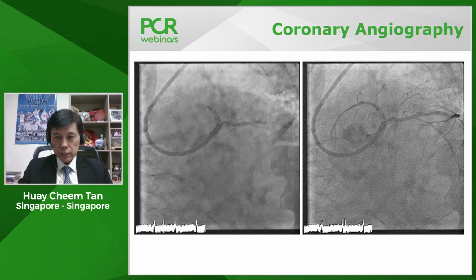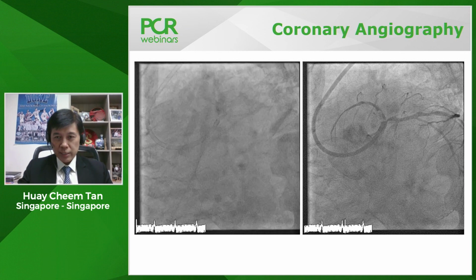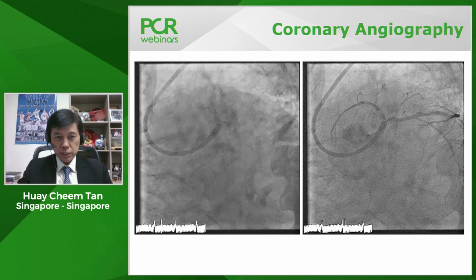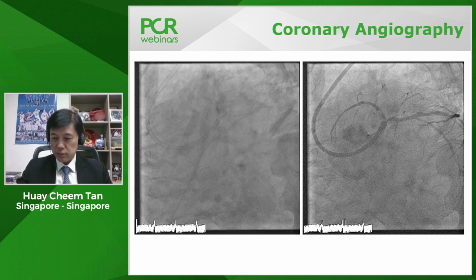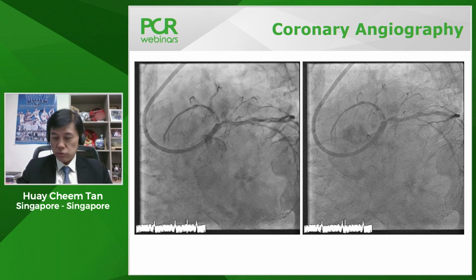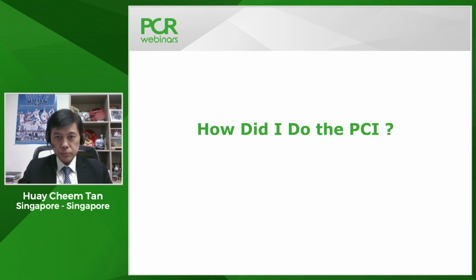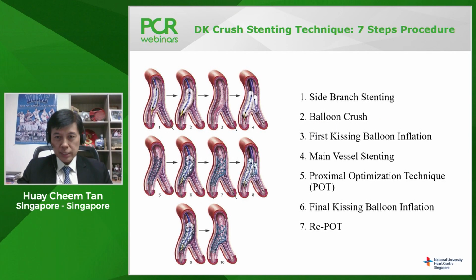And thirdly, I like this concept of a wire remaining in the main vessel. In this case, it will be the LAD throughout the entire procedure in the DK crush technique. And so for that reason, I choose DK crush, also because obviously this is a very complex lesion. So I think to understand DK crush, let's remember that this is really a 7-step procedure. So it takes a bit of time and multiple steps to do it well.